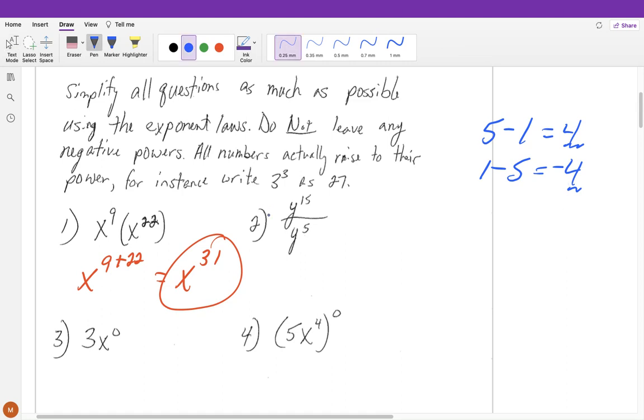So I asked myself, where are there more y's to begin with? Well, there's more in my numerator on top. So that means my answer is going to end up on top, because if I'm canceling these out, there's not enough on the bottom to cancel all the ones on the top out. So now we subtract. That's our rule with our quotient, 15 minus 5. So that means y to the 10th power.